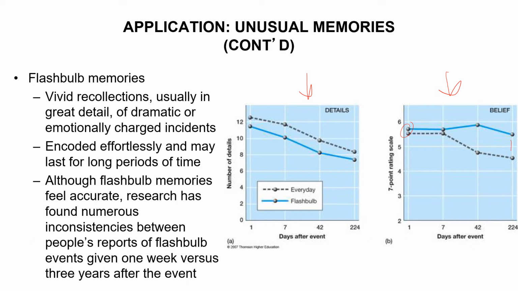However, there is a big difference after 224 days, about 9 months, in the belief in how accurate our memories are. Our belief in how accurate our everyday memories are goes down. Our belief in the accuracy of our flashbulb memories stays the same. So that's something to consider, because on the left, our flashbulb memories do degrade just like our everyday memories. We get inaccuracies in them, but our belief in them doesn't fade.